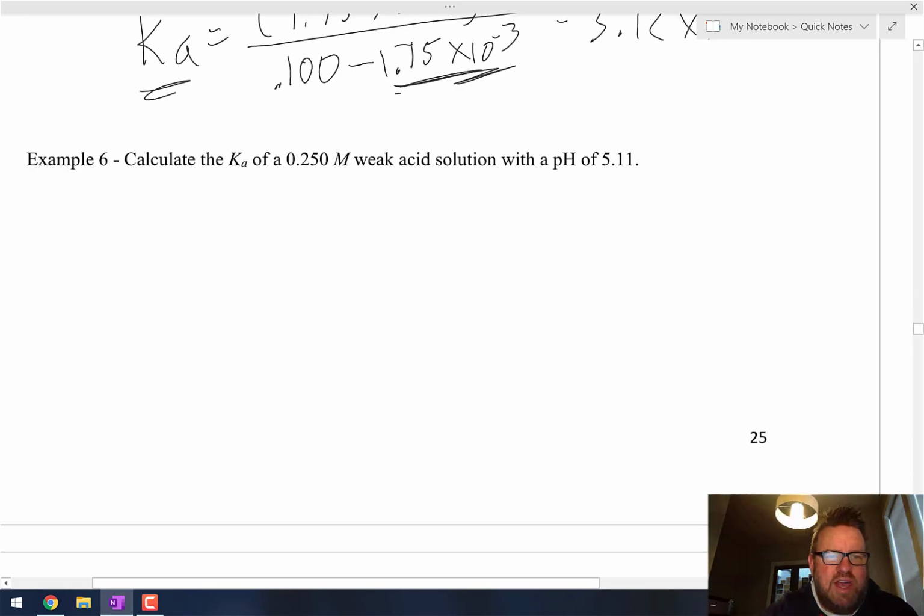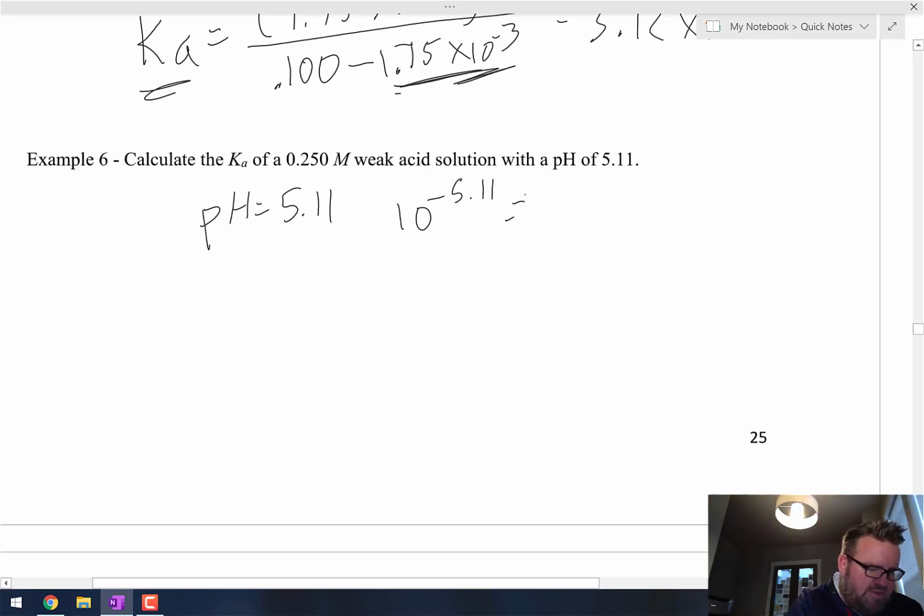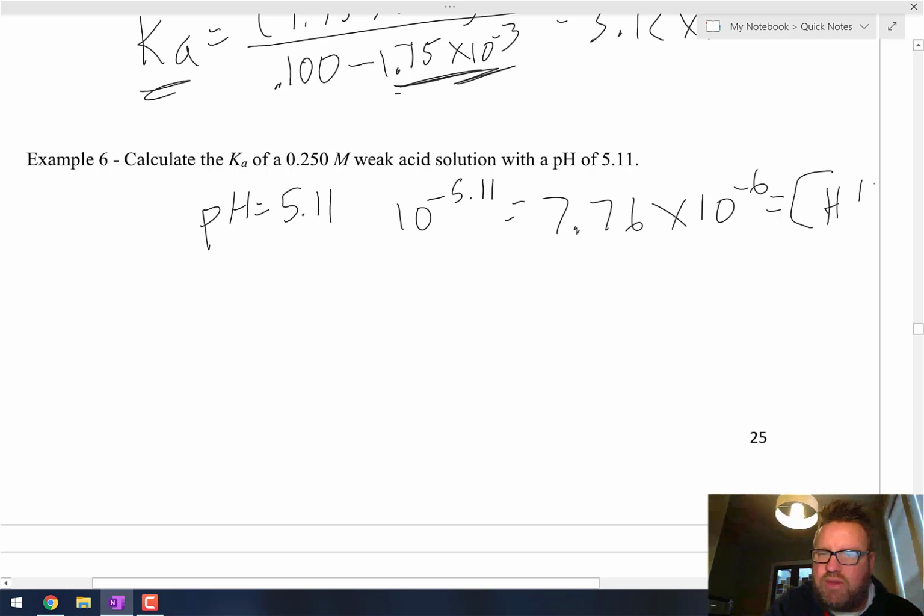Okay, and then example 6 says calculate the Ka of a 0.250 molar weak acid solution with a pH of 5.11. So if I know the pH equals 5.11, then right away I know I can take 10 to the negative pH. So 10 to the power of negative 5.11, and that equals 7.76 times 10 to the minus 6. And again, what does that equal? That equals the hydrogen ion concentration. And it also equals the concentration of the conjugate base, the A minus, in that solution.